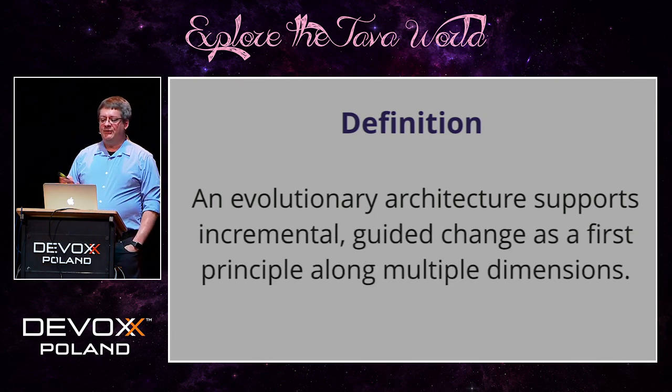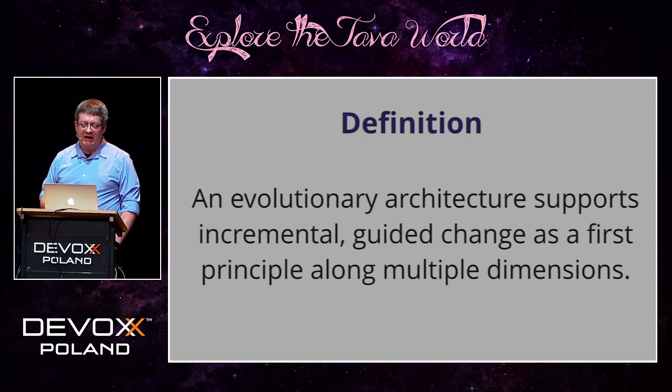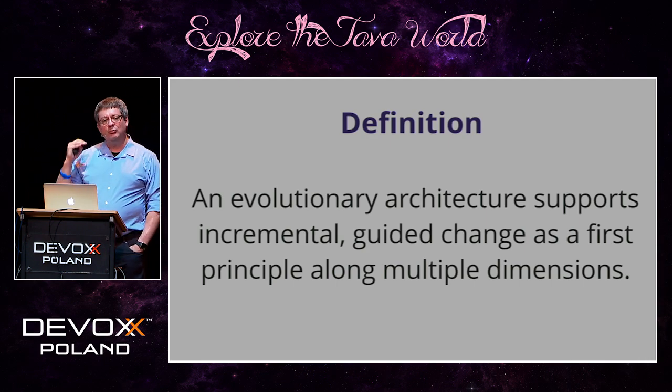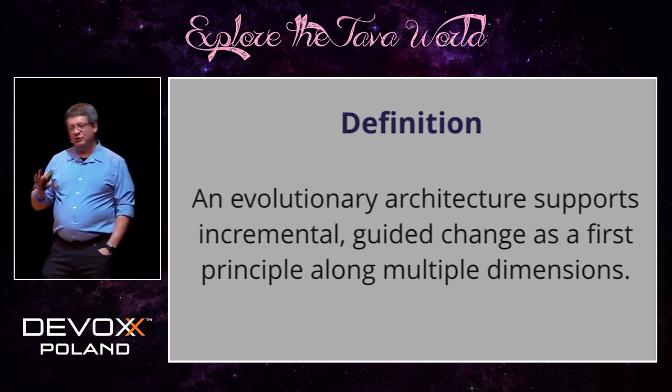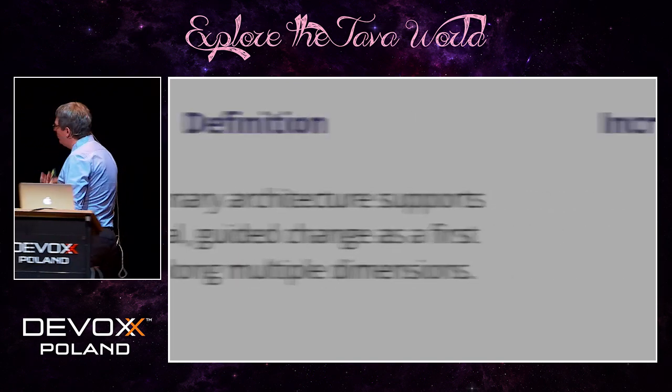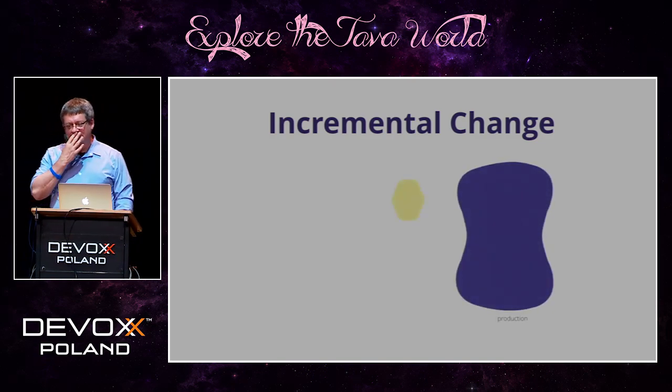So this is our definition of an evolutionary architecture. It supports incremental guided change as a first principle along multiple dimensions. And I want to talk about two aspects of this definition. I'll talk more about it tomorrow, but I want to talk about two aspects of this. And one of these is incremental change.